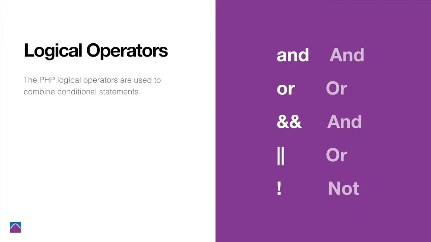So you can actually use the word "and" or "or". Yeah, I've never seen that before. Yeah, same here. The double ampersand and the pipes are the ones that we use the most for sure.